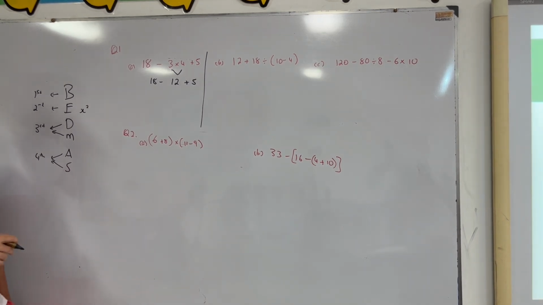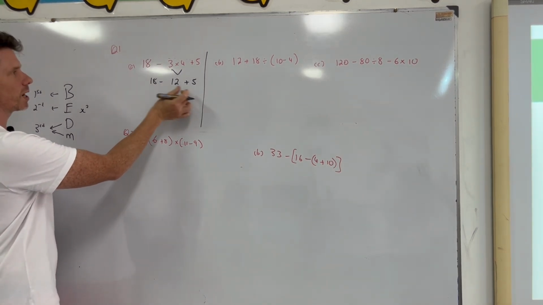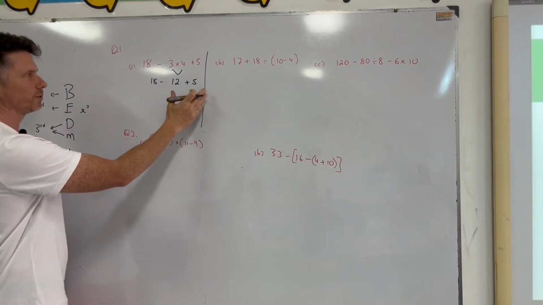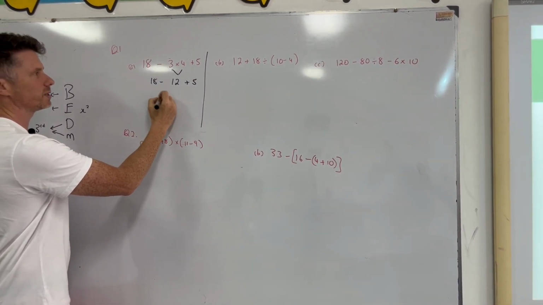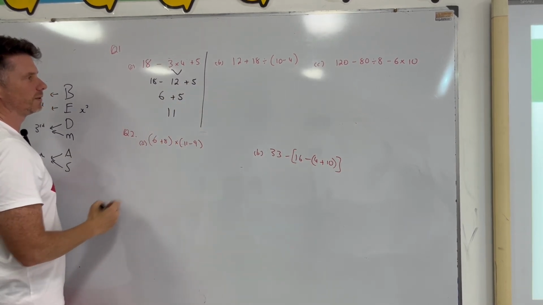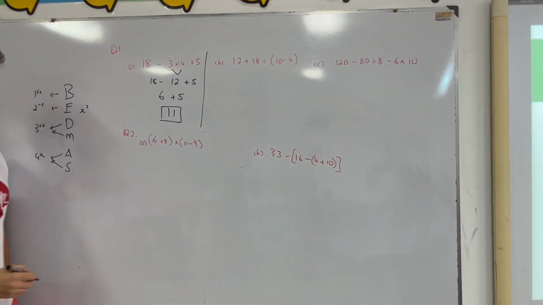We're going to simplify it fully. To simplify something fully, you must do all the operations until you're left with no operations to do and nothing you can do with it. In other words, you get an answer. So my next thing, I have a subtraction and an addition. So that's joint fourth, which means I do whichever comes first, left to right. 18 take away 12 is 6. And then afterwards, I'll add the 5 to give 11. So the first answer was 11.